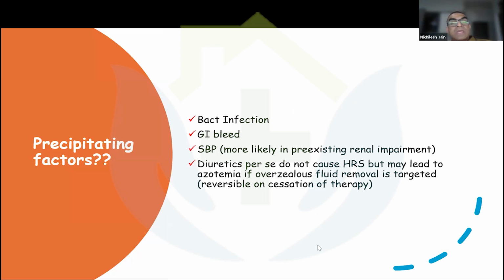Precipitating factors would be an ongoing bacterial infection, a GI bleed, spontaneous bacterial peritonitis, which is more likely in pre-existing renal impairment. Diuretics per se will not cause hepatorenal syndrome, but may lead to azotemia if overzealous fluid removal is targeted. And this is reversible on cessation of therapy.